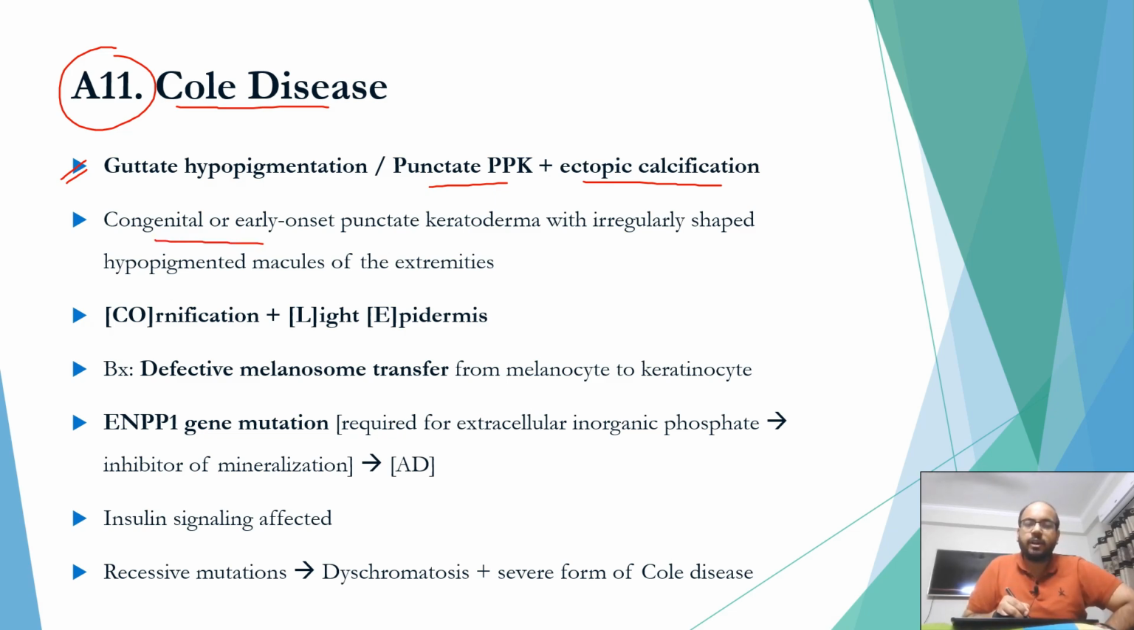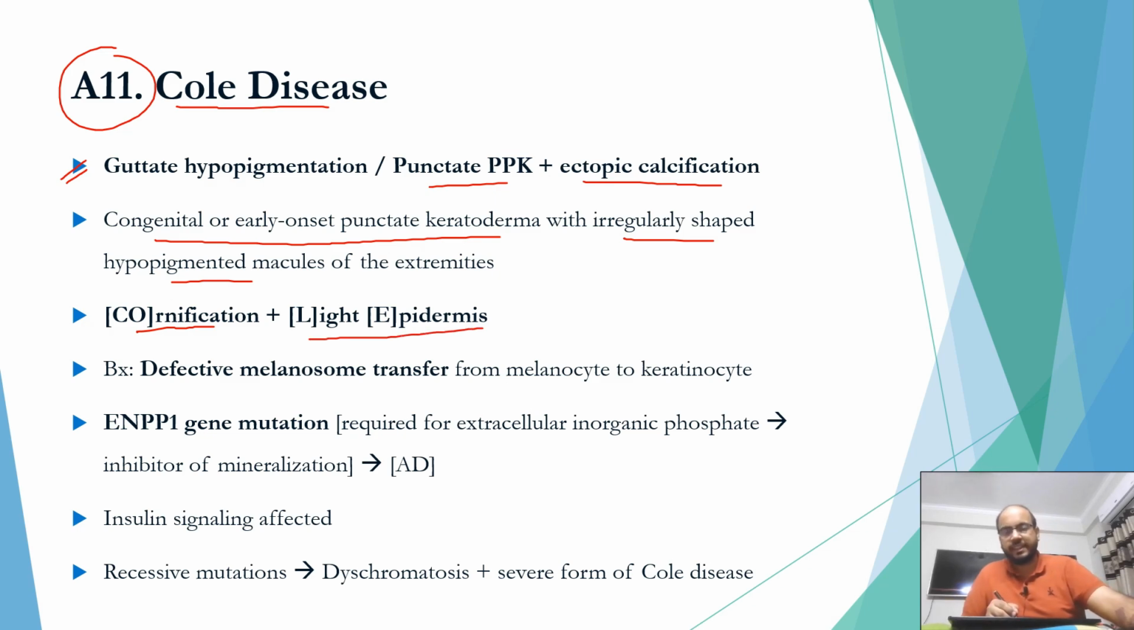You have congenital or early onset punctate keratoderma along with irregularly shaped hypopigmentation over the extremities. So white macules, or decreased pigmentary disorders, are a feature of Cole disease. You can remember this as COLE. CO is cornification, which means you have issues in keratogenesis, you have keratoderma. And LE means light epidermis.